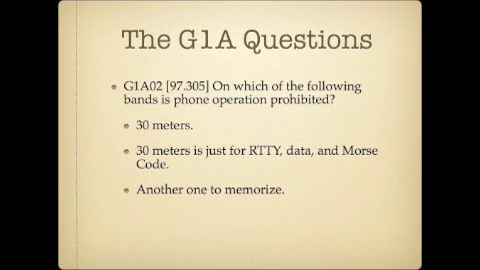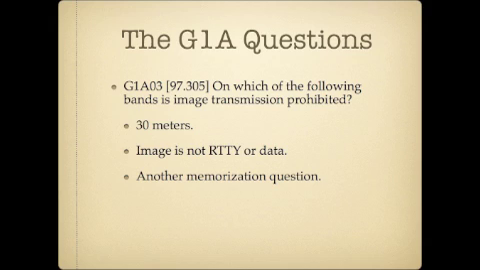On which of the following bands is phone operation prohibited? All right, the answer is 30 meters. The only thing allowed on 30 meters is RTTY, data, and Morse code. This is another one to memorize, but 30 meters is pretty much just radio teletype, data, and Morse code. And if you can remember that, you'll be fine. On which of the following bands is image transmission prohibited? And that's 30 meters. Image is not RTTY or data, and it's another one of those things you just got to remember.